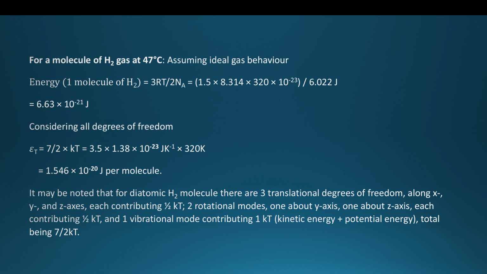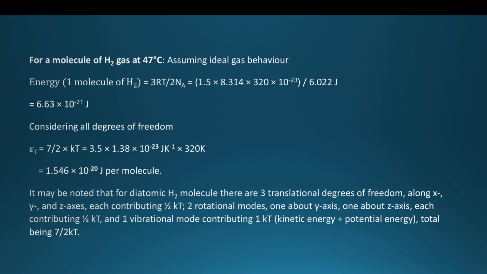If we consider all the degrees of freedom, 3 for translational, 2 for rotational, and 1 for vibrational, then we use the formula energy equal to 7/2 kT. Putting the values of Boltzmann constant k and temperature T, we obtain 1.546 times 10 to the power minus 20 joule per molecule.